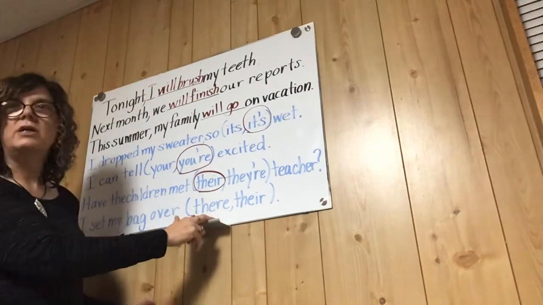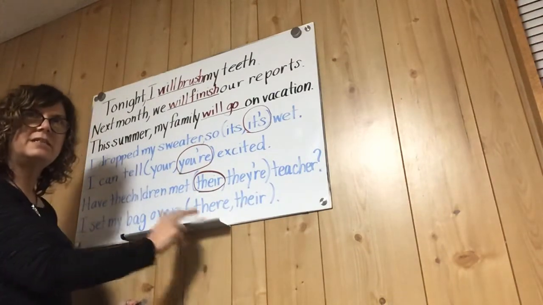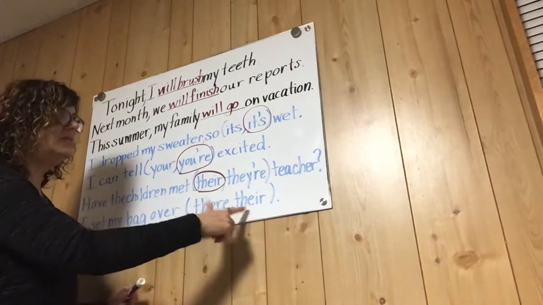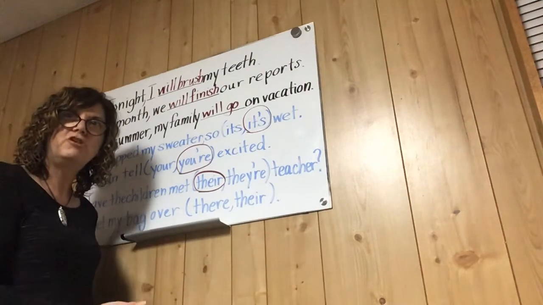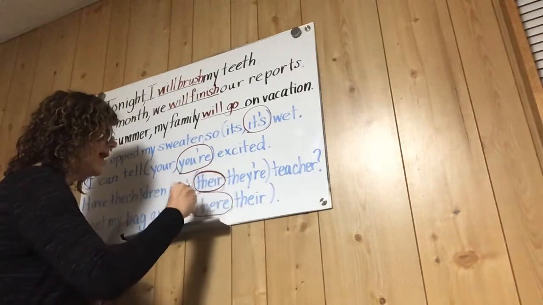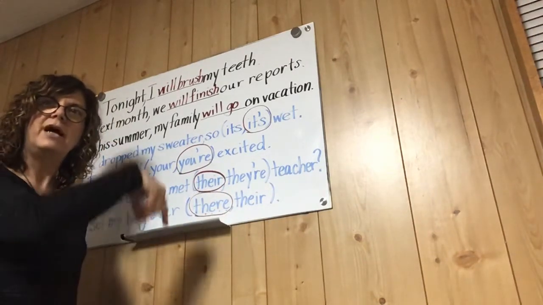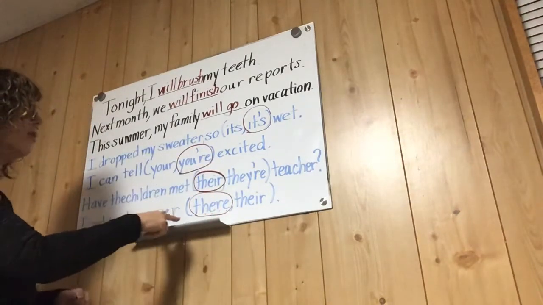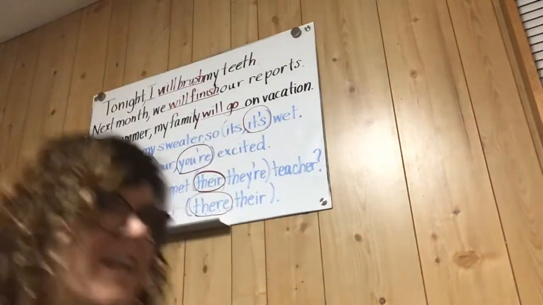And I have THERE or THEIR. Remember, this was where something is. So you're telling where you set your bag, as opposed to this showing ownership. Well, guess what? There's not even another word that could belong to somebody. So we're talking about where we set the bag. So we're using the one that has HERE in it. I said it here. I said it there. Okay, where? There. I set my bag over there.